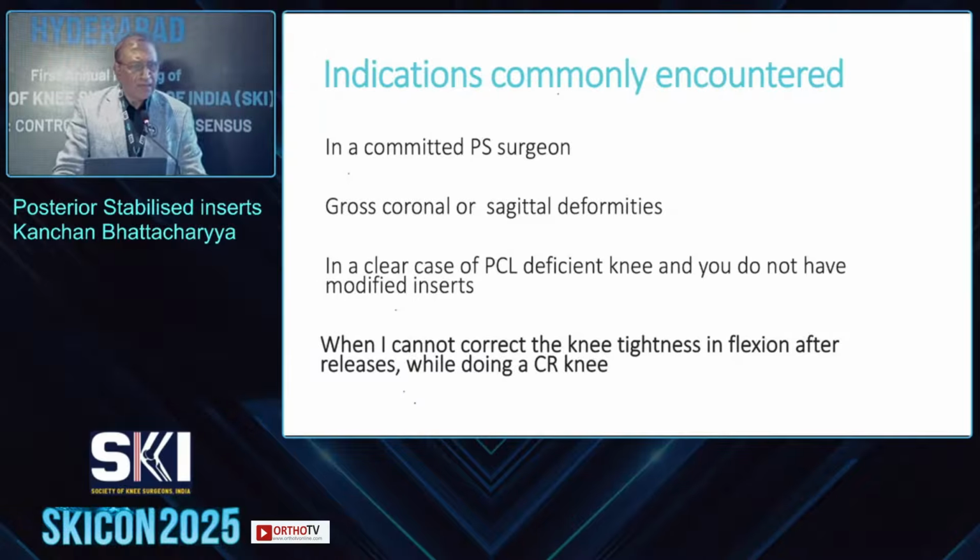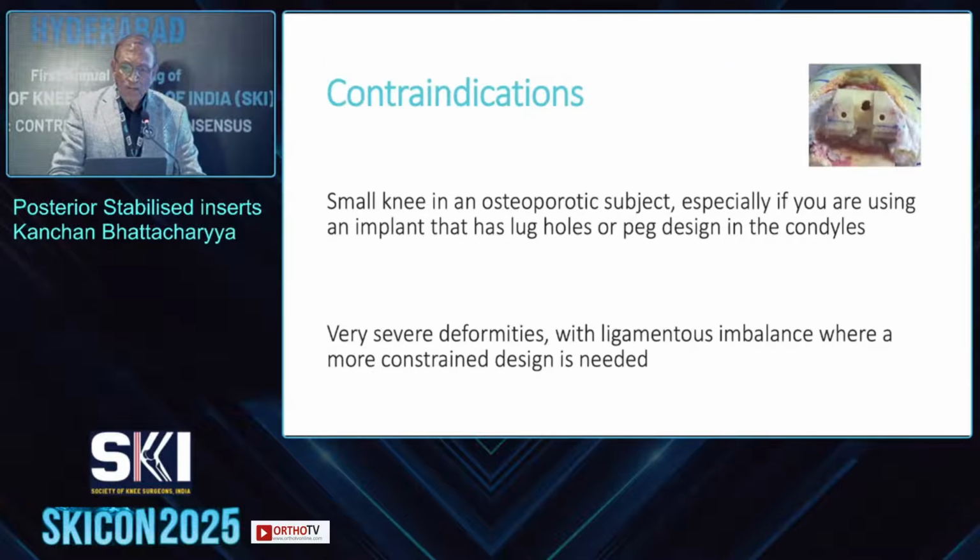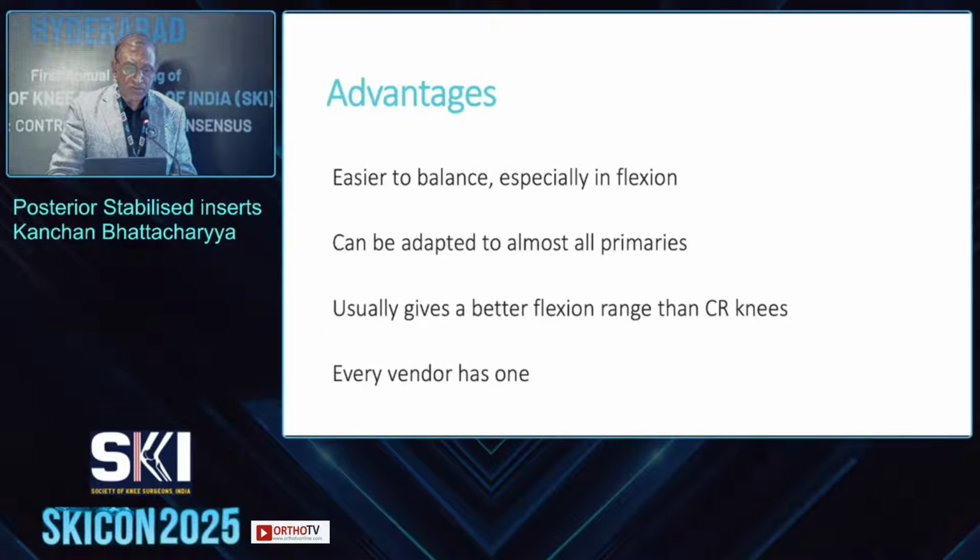And in today's context, I think PS is indicated in a committed PS surgeon, gross coronal sagittal deformity where you think you need a little bit of constraint, in a clear case of PCL deficient knees where you do not have the additional implant that you've talked about. And in my case, in occasional cases, in a CR knee, when I just cannot prevent the lift-off in flexion, then I go and do a PS, a rare occasion, but this does happen. Contraindications that you've seen: small osteoporotic knee where you need a peg, you're going to break it, and severe deformities where you would need a more constrained knee.